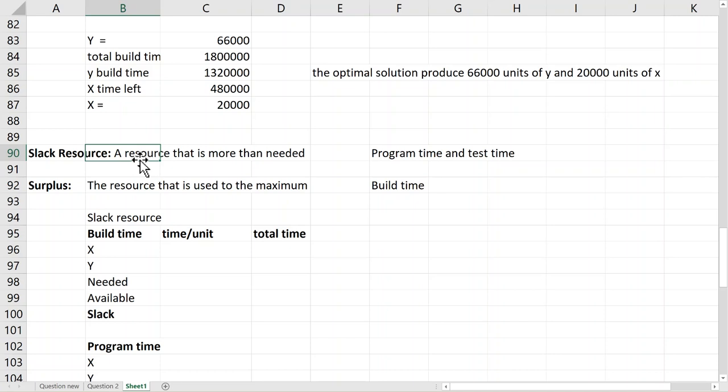And surplus resource is a resource that is fully utilized. The meaning is different than you usually remember. Remember, surplus is something that is extra. But here in limiting factor analysis, surplus is something that is used maximum, and slack is something that is extra.